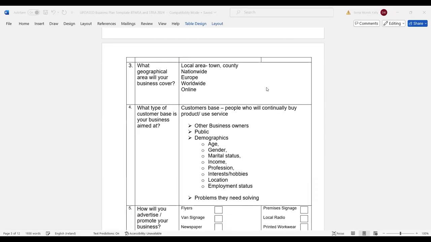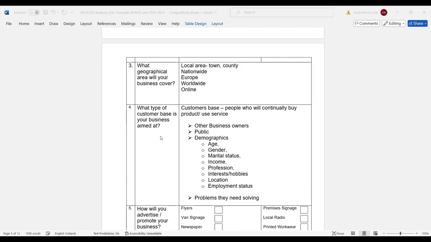The next question asks you, what geographical area will your business cover? So this could be just a local area, it could be a town, it could be a county, and if so, name it. You could be providing your service or you're selling your products nationwide. You could be selling them nationwide plus Europe, nationwide plus UK. You could be selling them worldwide, or you could be selling them online. So whatever is relevant to your particular business, just include it in here in this section.